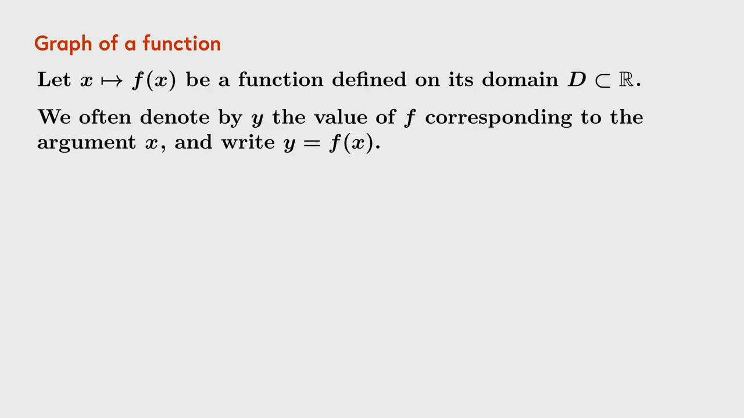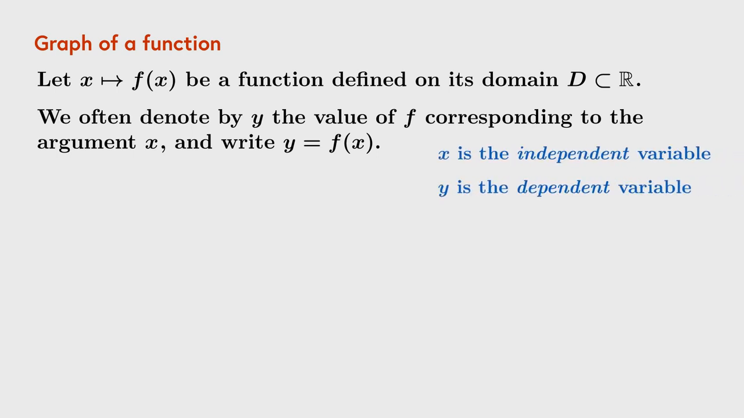Let's now talk about the graph of a function, a most interesting concept. I give myself a function f and some notation. We often write y equals f of x, y being a substitute for the values of f. When you do this, x is called the independent variable and y the dependent variable. For evident reasons, I think.